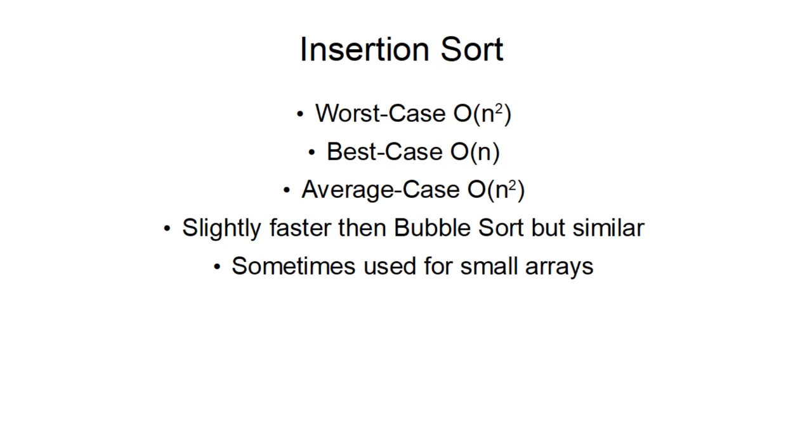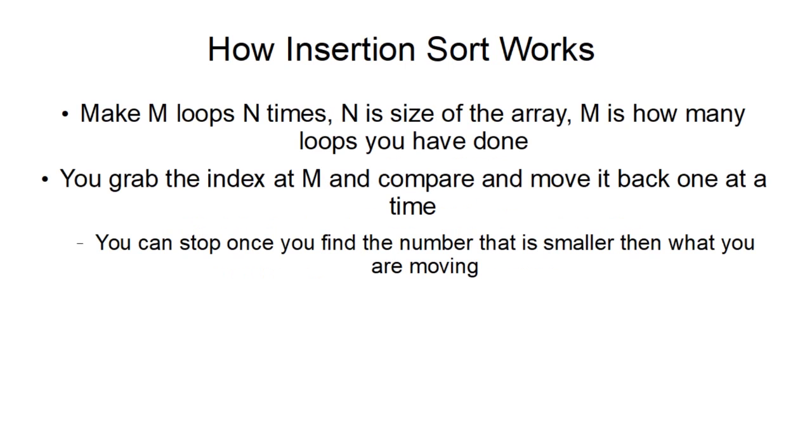Next we have insertion sort. Big O is the same as bubble sort. Worst and average case is n squared. Best case is n. Now this is pretty similar to bubble sort, where it's doing those comparisons and moving things, but it works faster. And it's actually still used for small arrays and within some settings that we'll get into later. So how does it work?